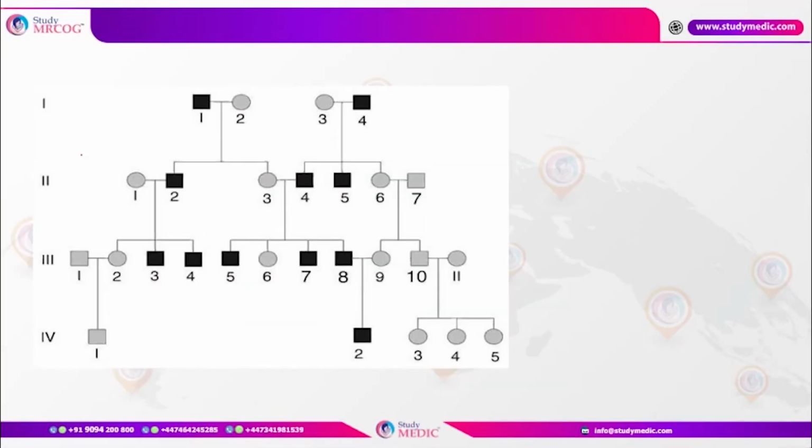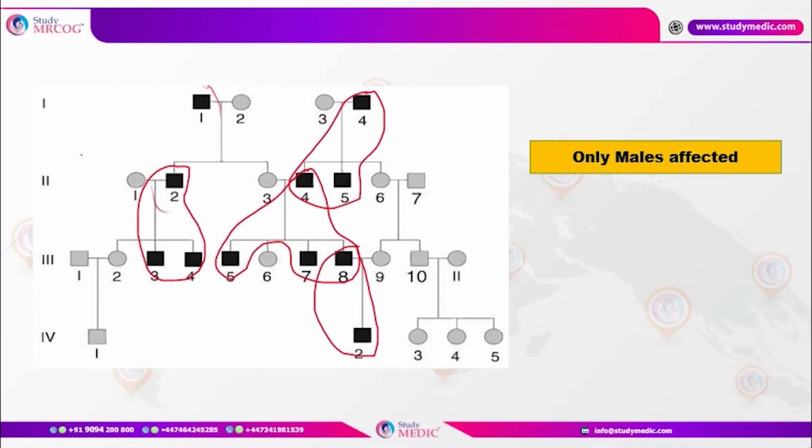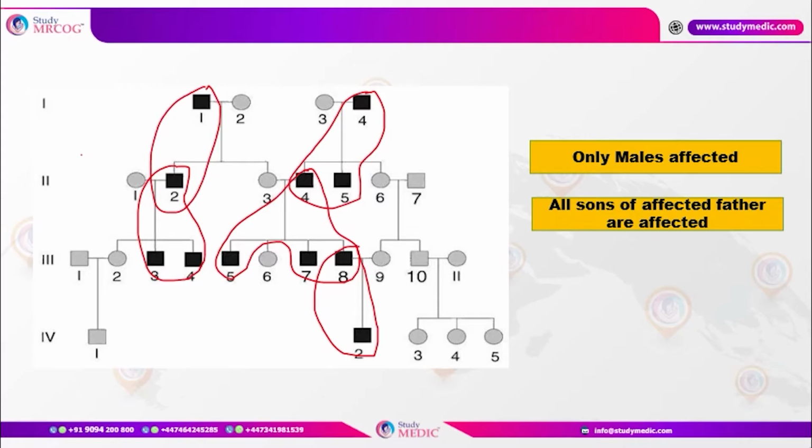So let's solve this chart. Only males are affected and all sons of an affected father are affected. So this is clearly a Y-linked inherited condition.